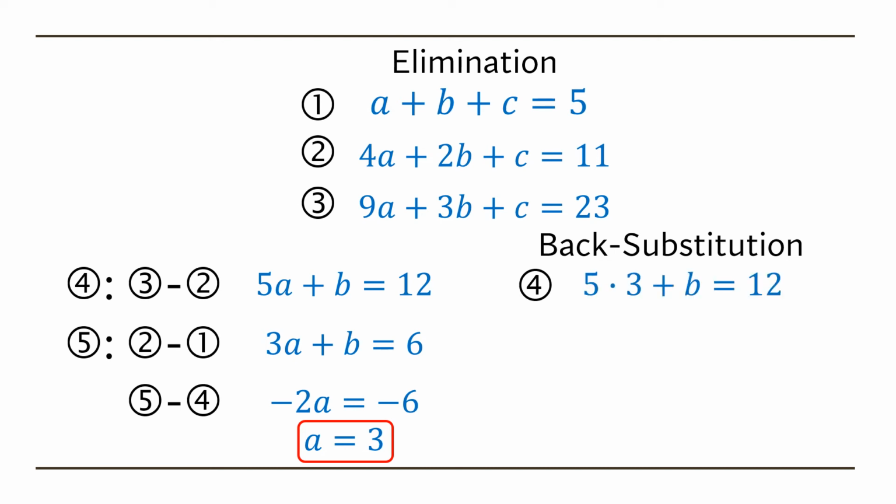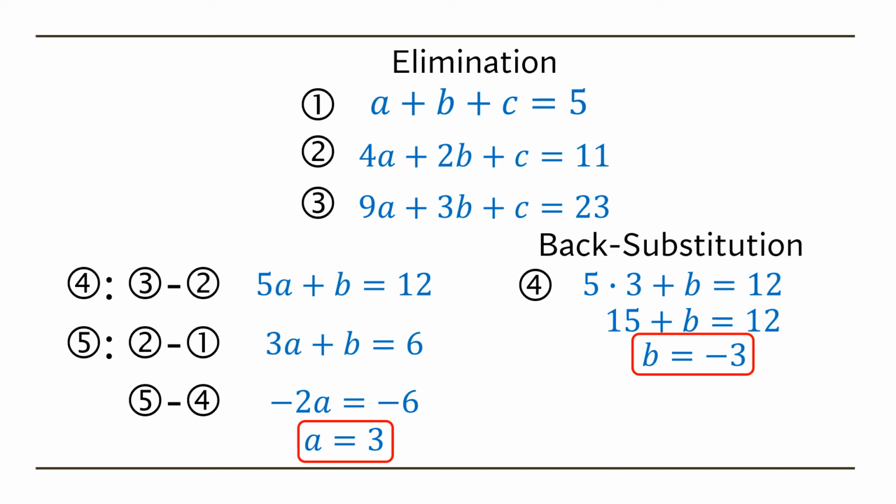Okay, so we plug this in. We say 5 times 3, that's what a is equal to, plus b is equal to 12. 15 plus b is equal to 12. And then we subtract 15 from both sides, and we get that b is equal to negative 3. So there's our answer for b.